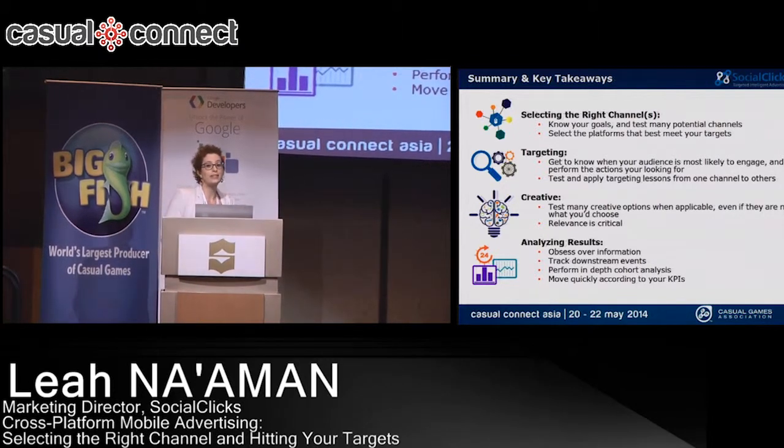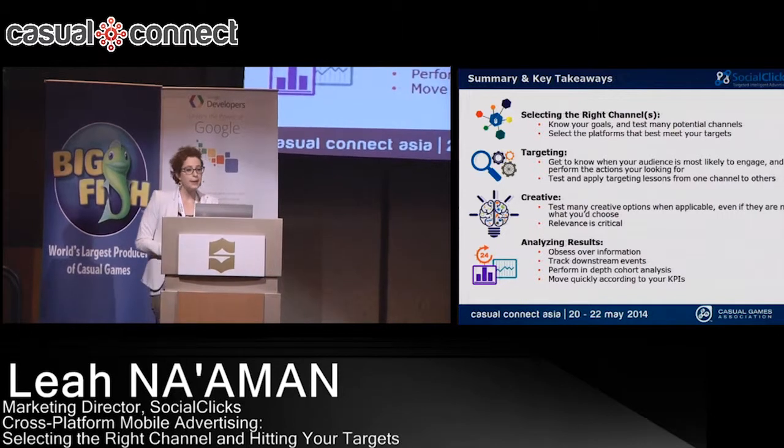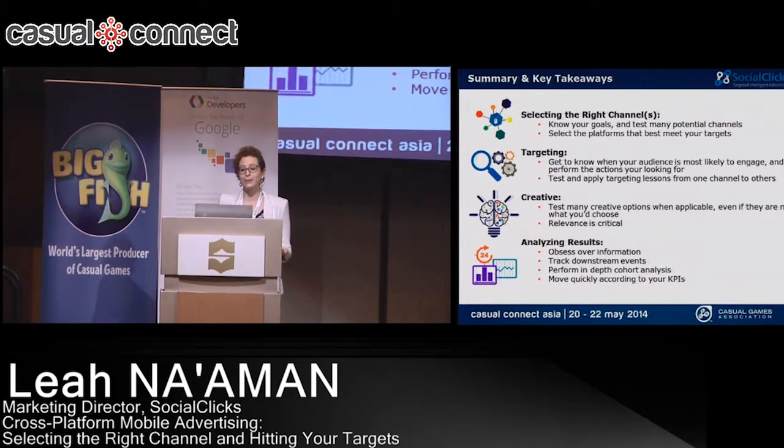For us, this is something we do very automated, but even if you're doing things by hand, it's critical to test as much as humanly possible. You may be surprised in terms of creative. Things might not be to your taste, but give them a go anyway, because you never know what to expect with target audiences. And of course, relevance is really, really critical.